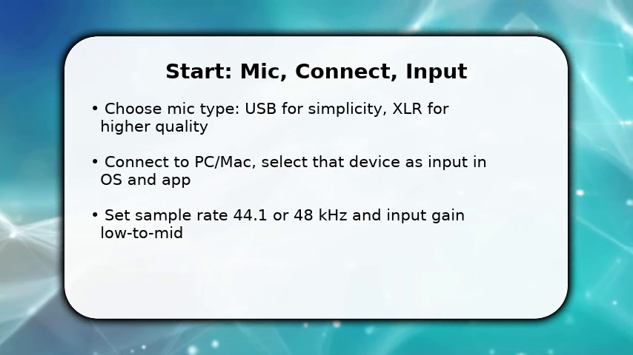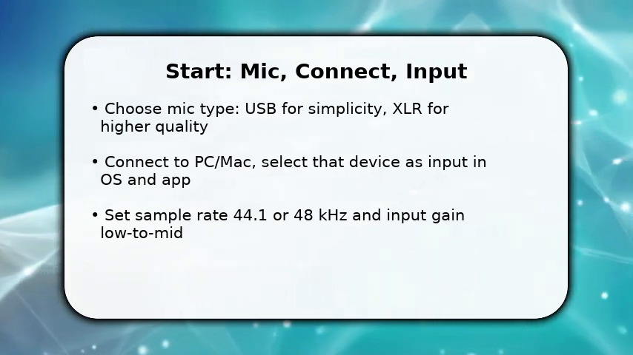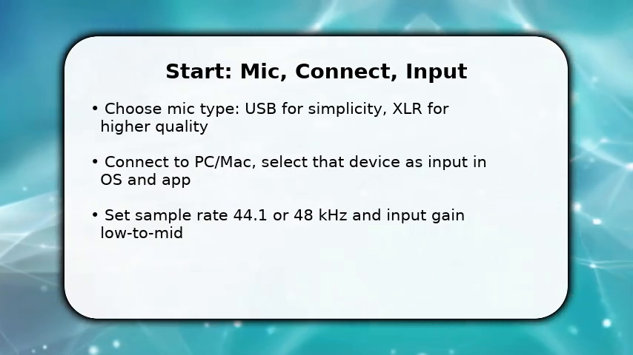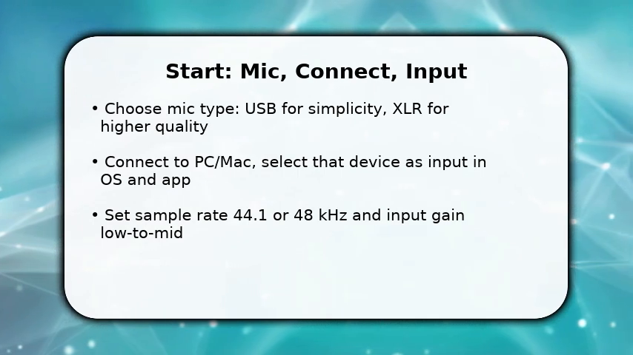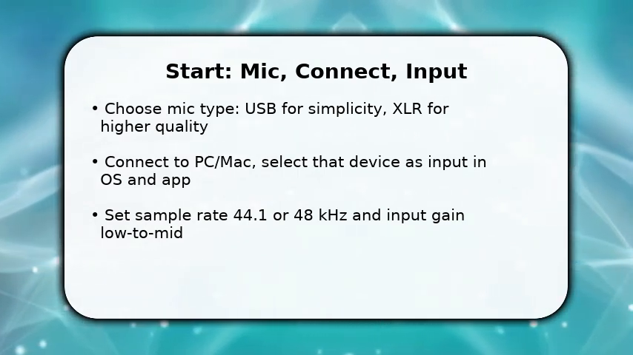Set the sample rate to 44.1 or 48 kHz, and dial the input gain to low to mid so your waveform looks healthy but not clipping. Once done, record a 3-5 second test to verify sound and make adjustments before moving on.